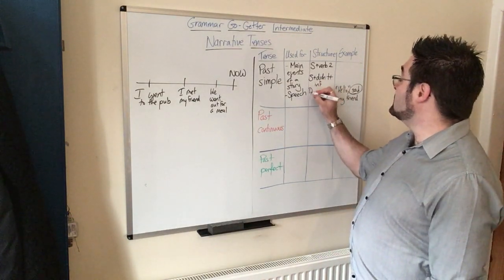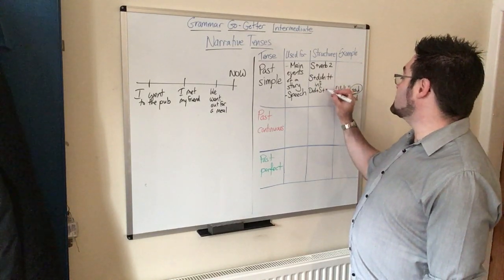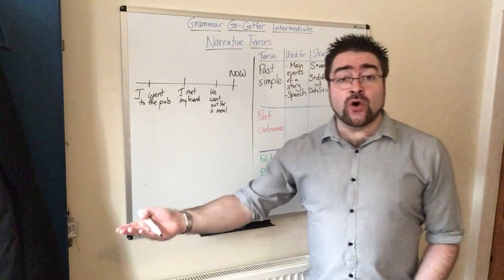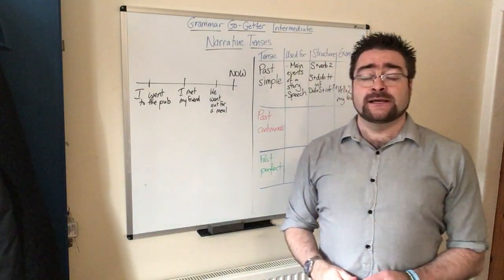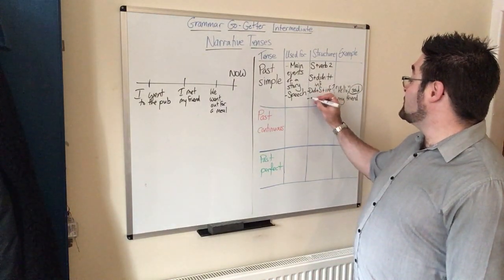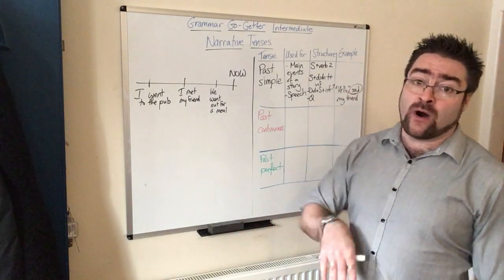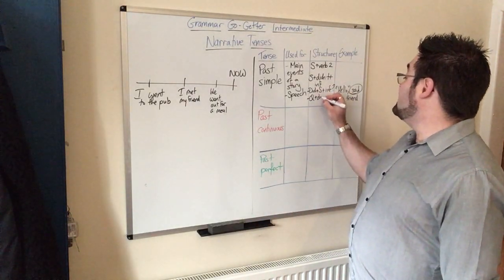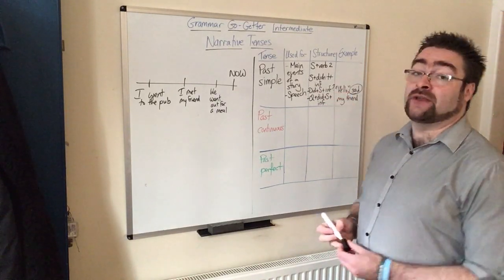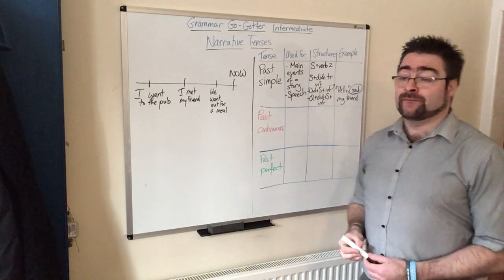Your questions, did plus subject plus infinitive. Did you go for a meal last night? Did you meet your friend? And the other question form, you start with a question word, who, what, when, where, why, then did, then your subject, and then your infinitive. Where did you go for your meal?